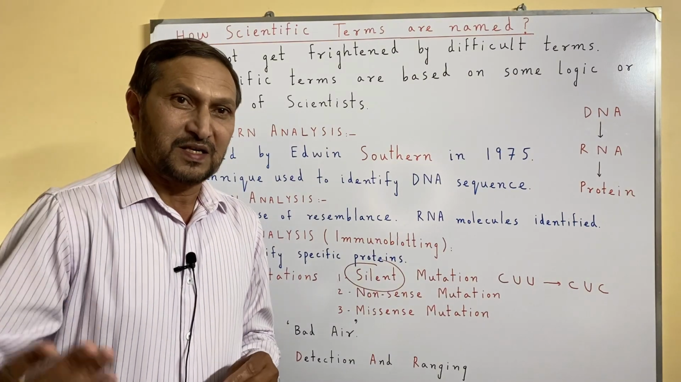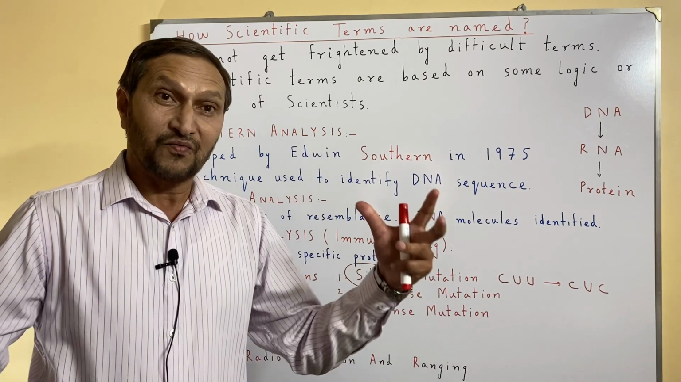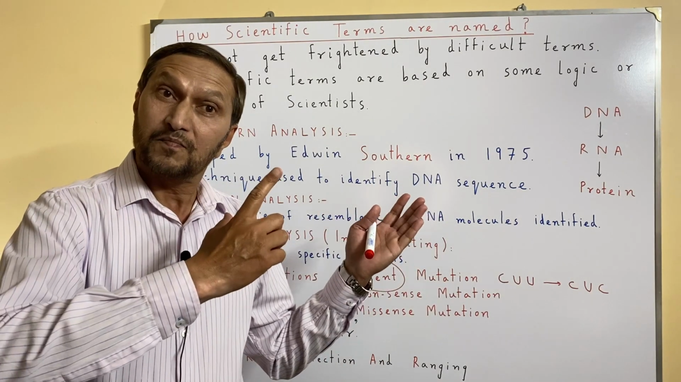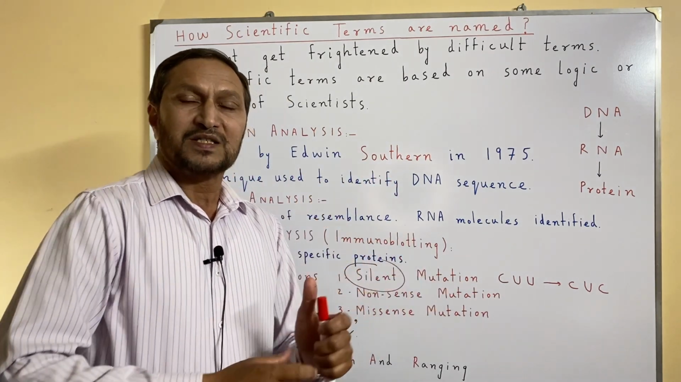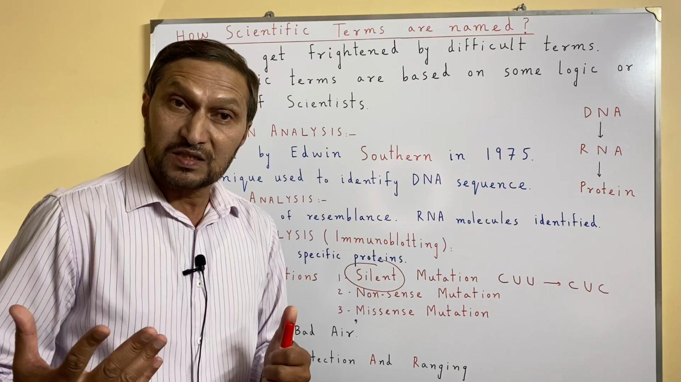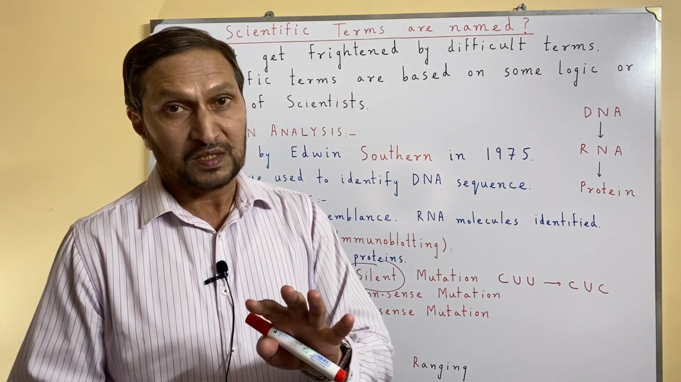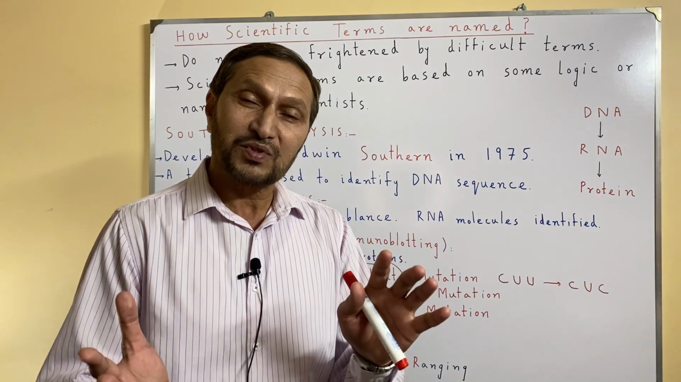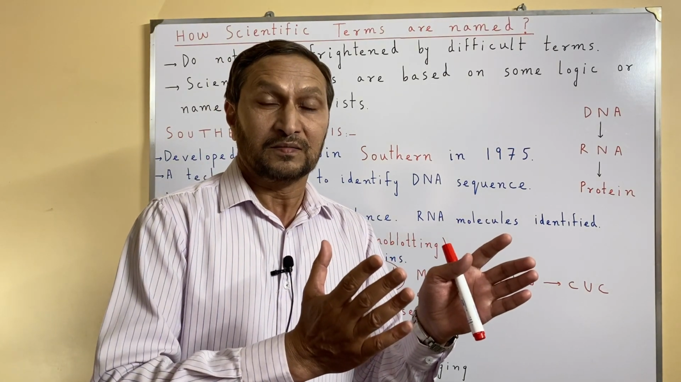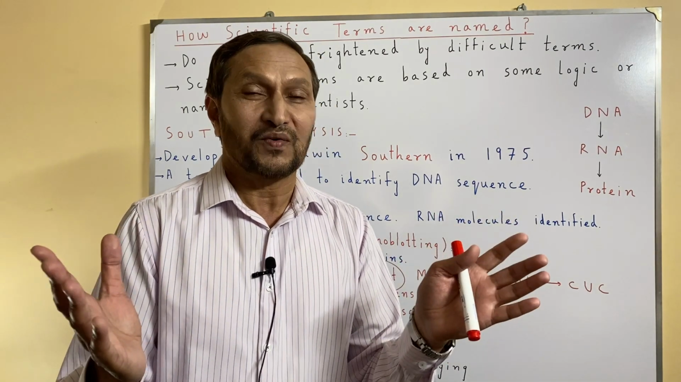There are so many scientific terms which are based on the names of scientists. For example, Archimedes' principle, very famous, is named after a scientist in history, Archimedes. Similarly, London dispersion forces are named after a German scientist, Fritz London. These are the weak intermolecular forces.